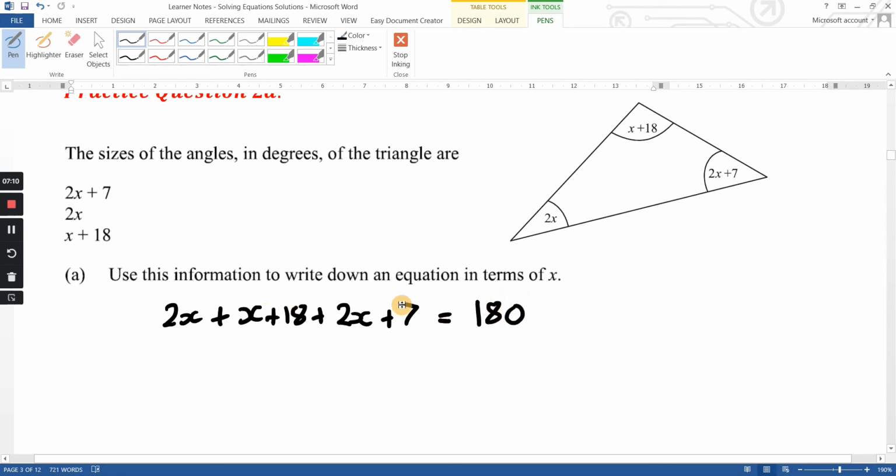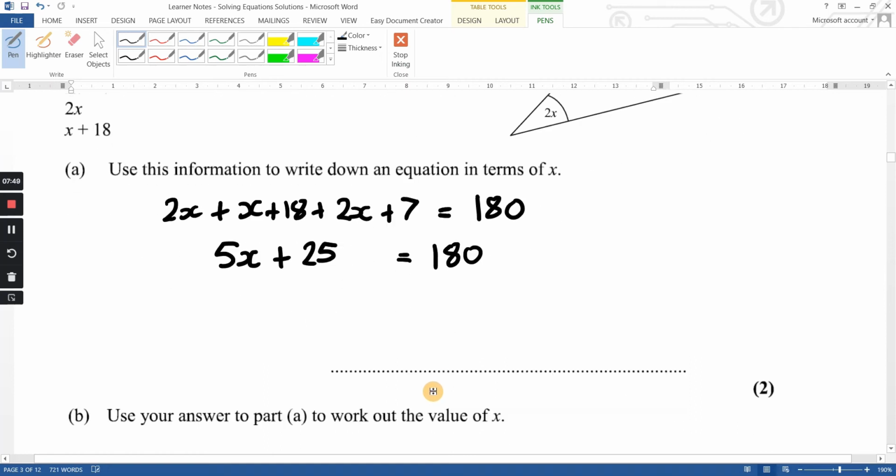You could have done that in any order, it makes no difference, you just add them all together. Let's see how many x's we've got. 2x plus x gives you 3x, plus another 2x gives you 5x. 18 plus 7 is 25. You can use what I did last week: if you want to separate these into shapes, you can use bubbles for the x's and rectangles for the number terms, if it helps. I'm not going to do that today though. So you should have 5x plus 25 equal to 180.